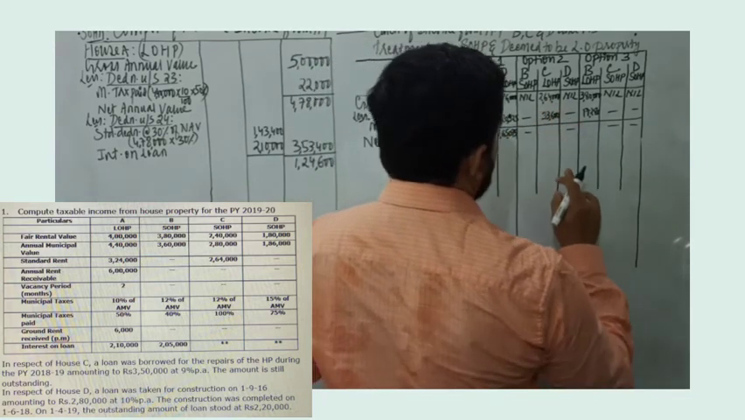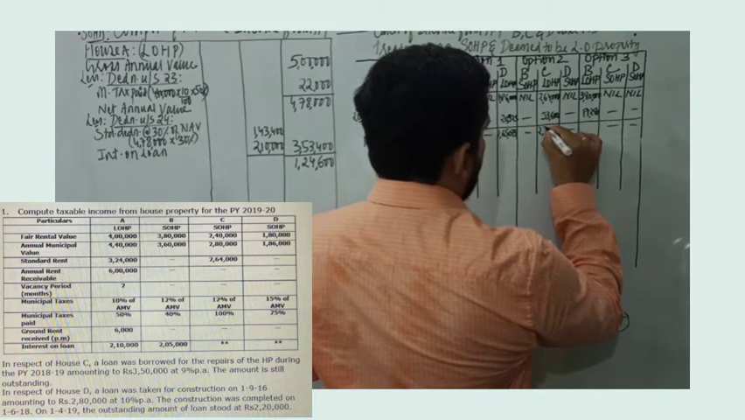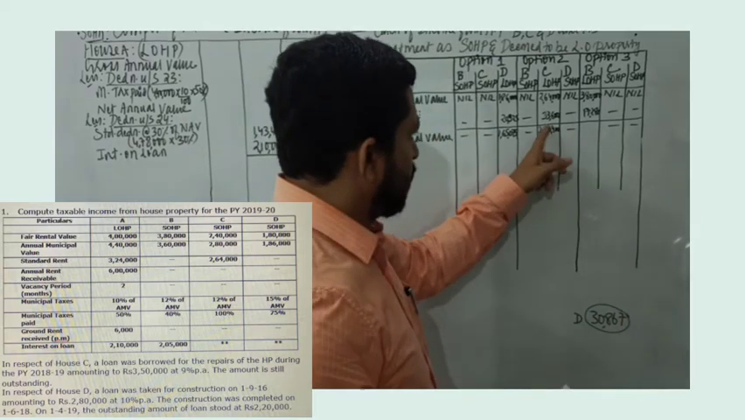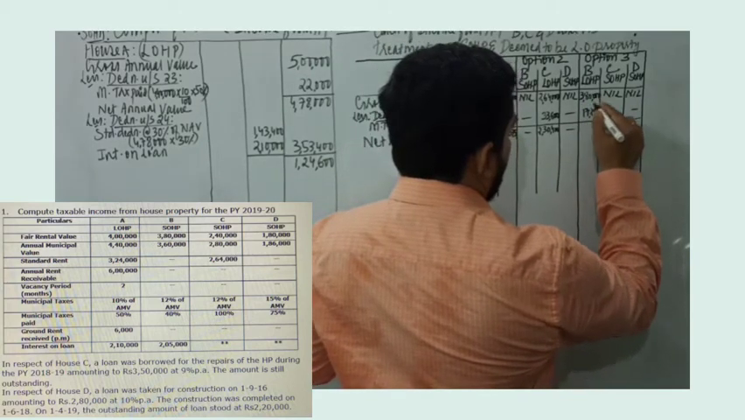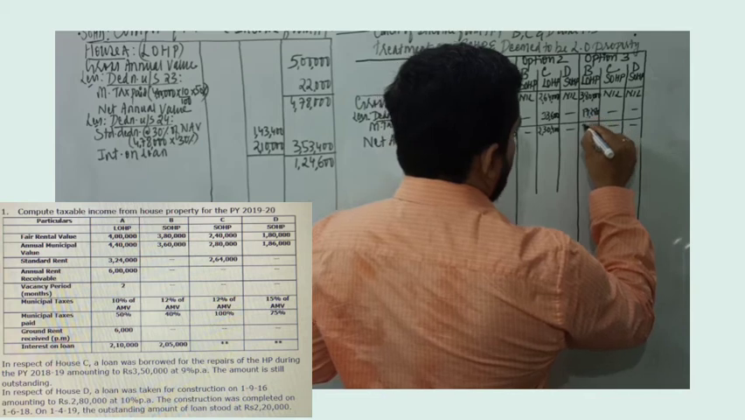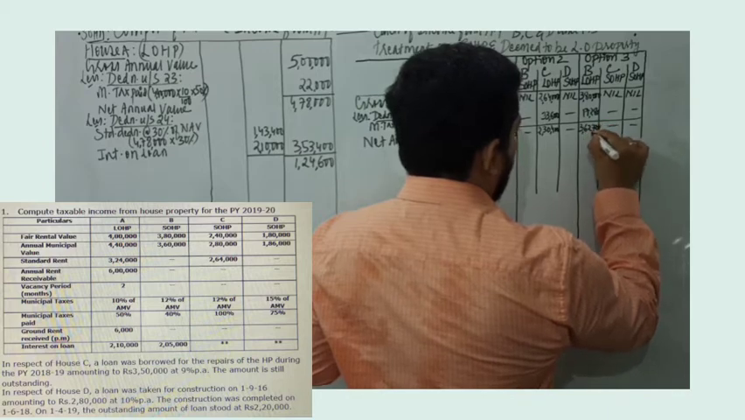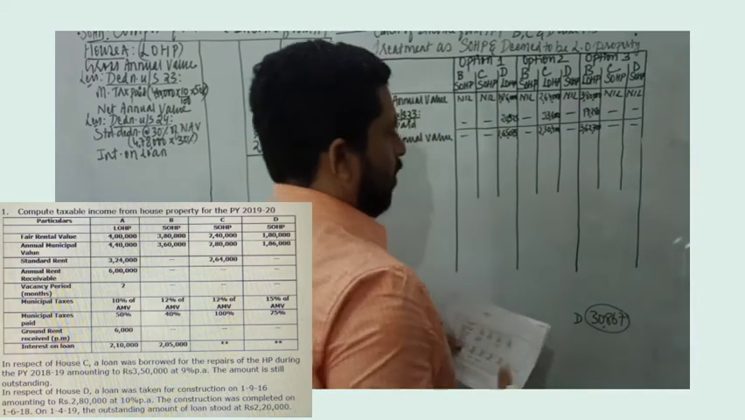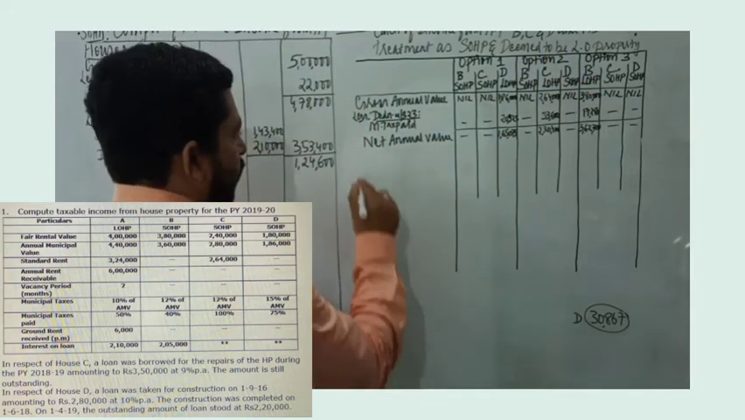Then 2,64,000 minus 33,600 would be 2,30,400. And 3,80,000 minus 17,280 for house B under option 3 would be 3,62,720. So 3,62,720 will be the net annual value.